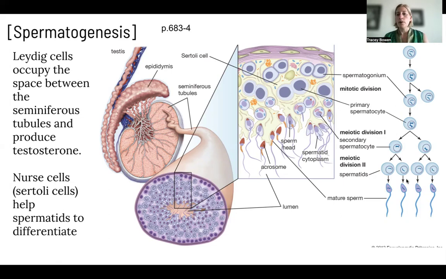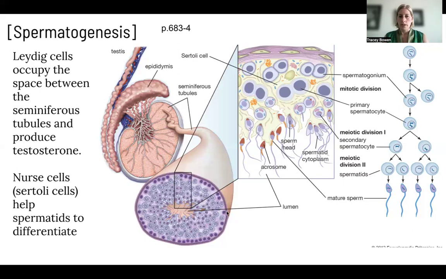And you can see here, the spermatids don't have tails. Mature sperm have tails and acrosome heads, so they need a maturing process. Nurse cells, or Sertoli cells, are going to help spermatids to differentiate and grow their heads properly and their tails. Those nurse cells are in the outer wall of the seminiferous tubules.